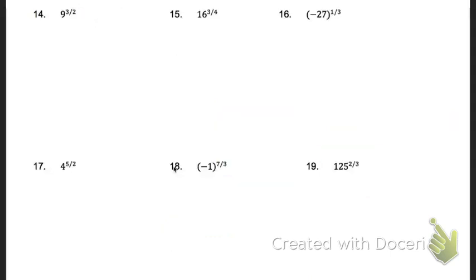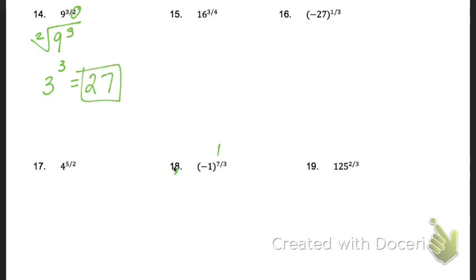So with this one, I'm going to rewrite this in radical form. It's like saying the square root of 9 cubed. Whenever you're doing these without a calculator, it is always in your best interest to do the denominator first and then cube it. So the square root of 9 is what? 3. So 3 cubed is what? 27. Good. 27.